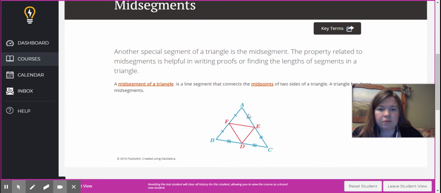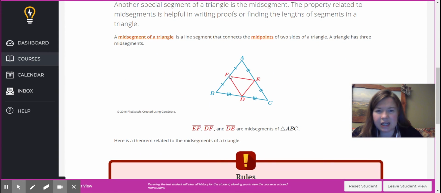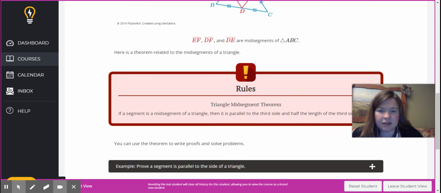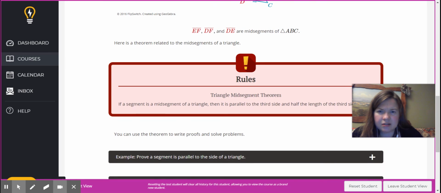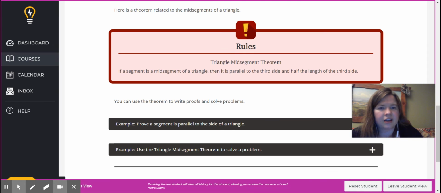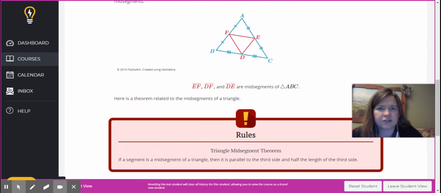Mid-segment. So a mid-segment is when you just connect all the midpoints of all the segments. So you make that nice triangle. That's a mid-segment triangle. Triangle mid-segment theorem: if a segment is a mid-segment of the triangle, then it's parallel to the third side and half the length of the third side.